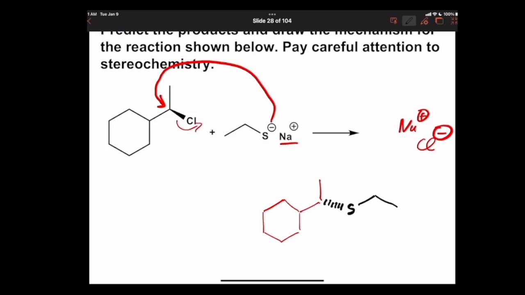So the geometry used to be chlorine was up, and the nucleophile's coming in from the other side. It's going to displace the center. Chlorine leaves, leaving the sulfur in that position, attached to the same carbon, now with the opposite configuration. The chlorine was up, sulfur's going to be down. If you wanted to check this, we did this point here.